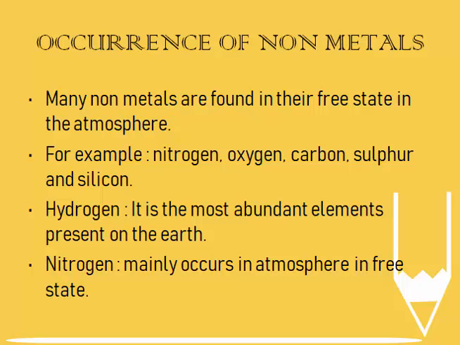Now next is nitrogen. Nitrogen occurs in the atmosphere in free state. हमारे atmosphere में सबसे ज़्यादा proportion nitrogen का available रहता है. Its chemical symbol is N. N से denote किया जाता है. It also exists in the form of nitrates in combined state.